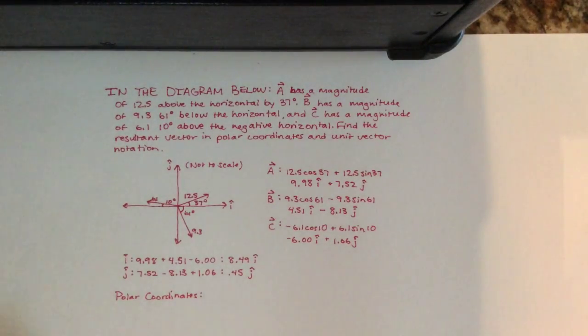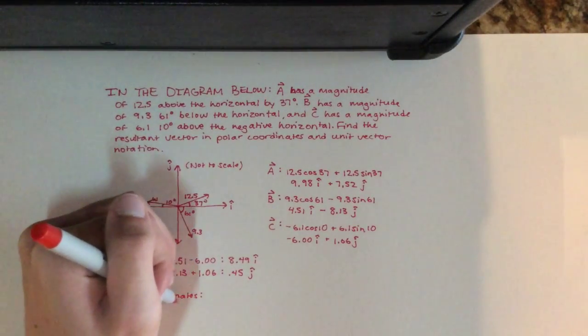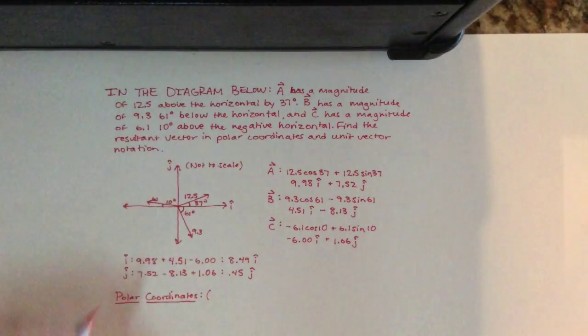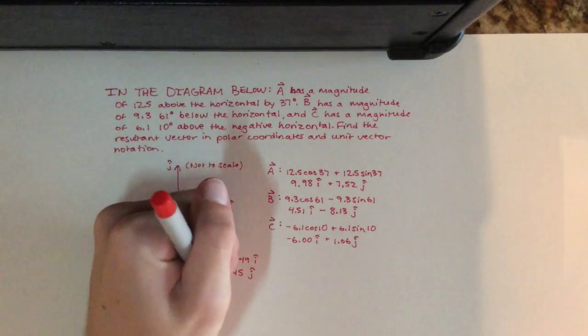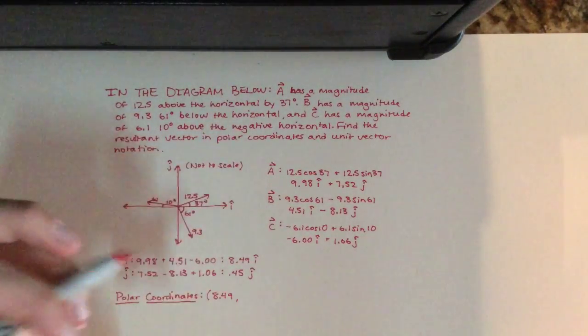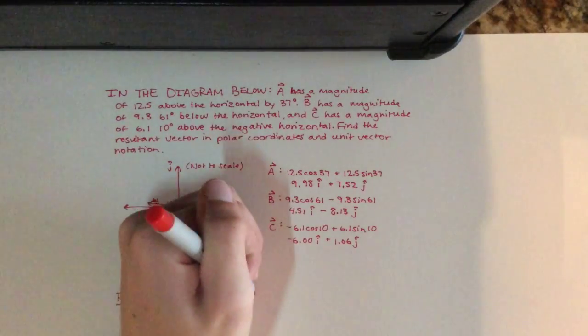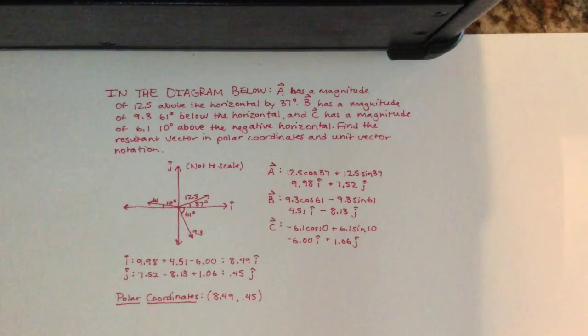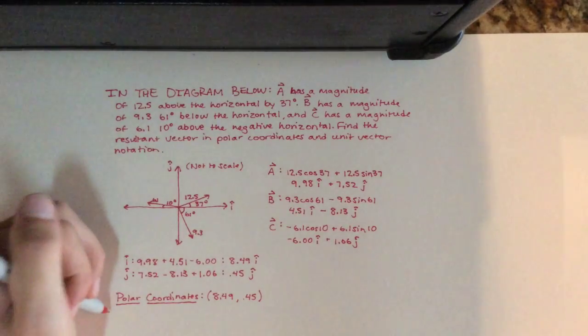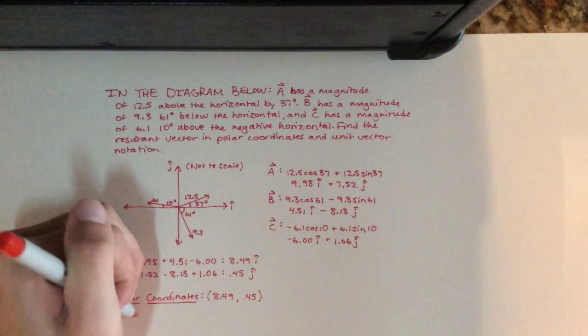you can put it as an ordered pair, and just like an ordered pair, the x comes first, which would be 8.49, comma, then comes your y, 0.45. There you go. There you have polar coordinates. And next we are going to try to solve unit vector notation from that.